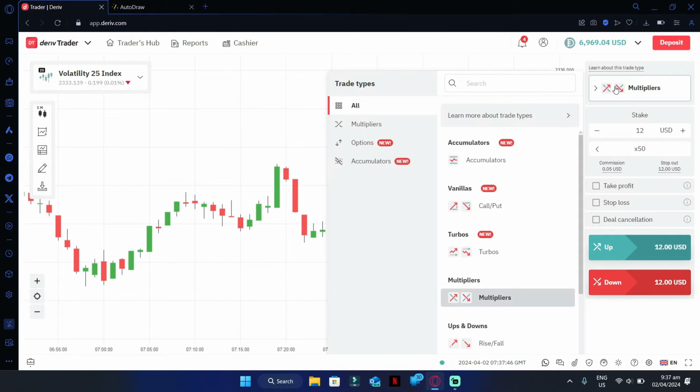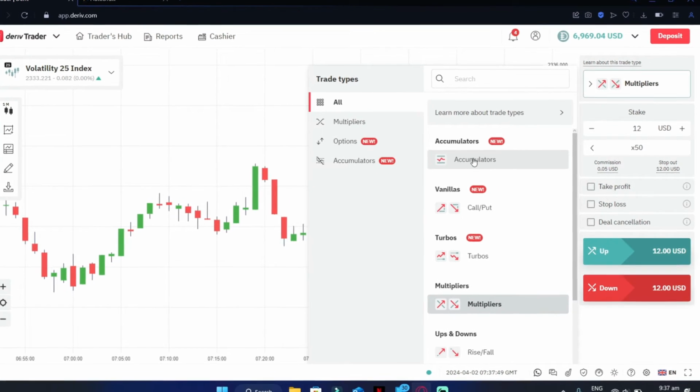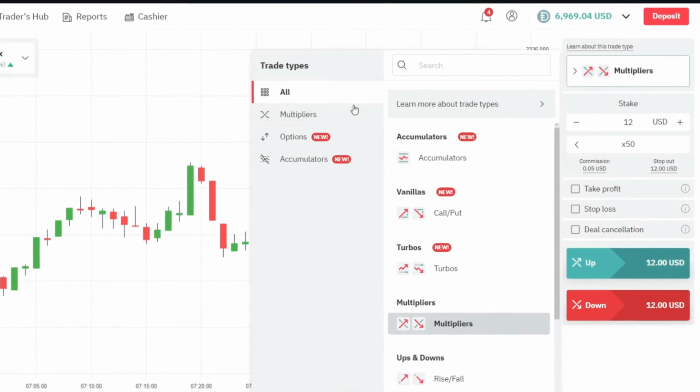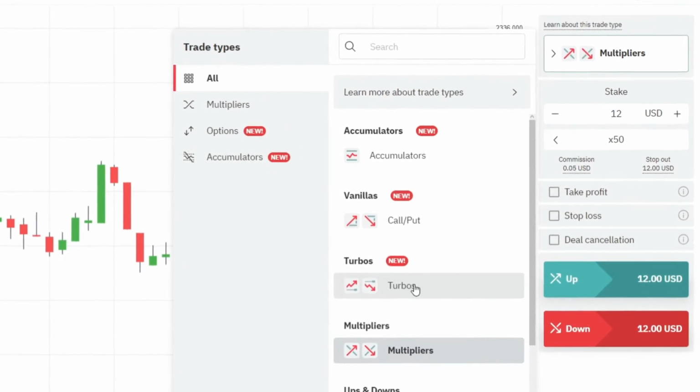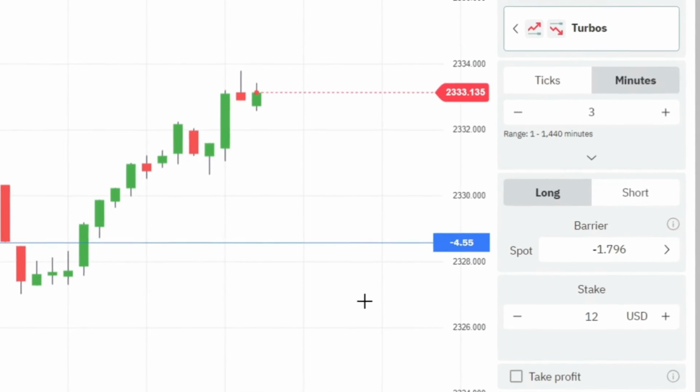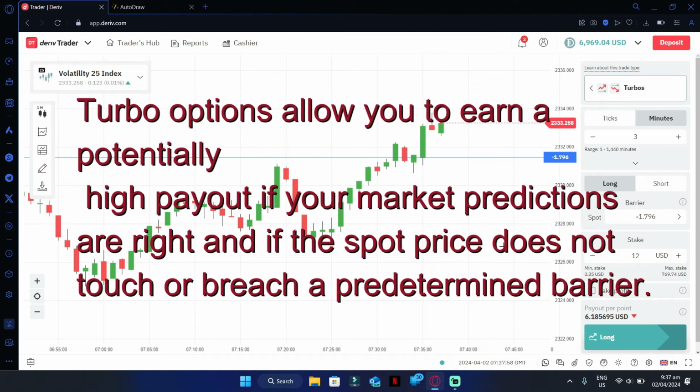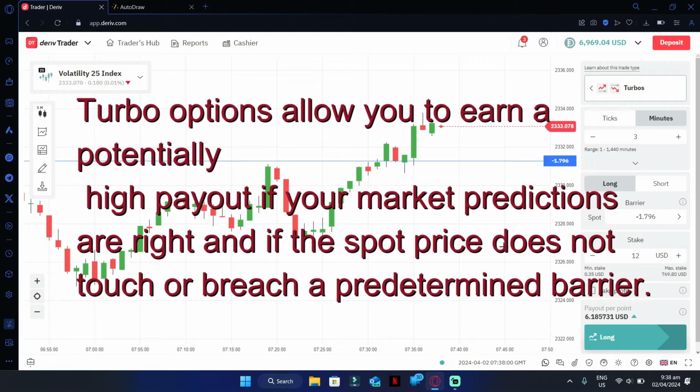When I click here on multiply, I'm going to see there's a new trade type called turbos. So what are turbos? These are actual options, and options are all about either buying or selling. They allow you to earn a potentially high payout if your market predictions are right and if the price does not touch or breach the determined barrier.